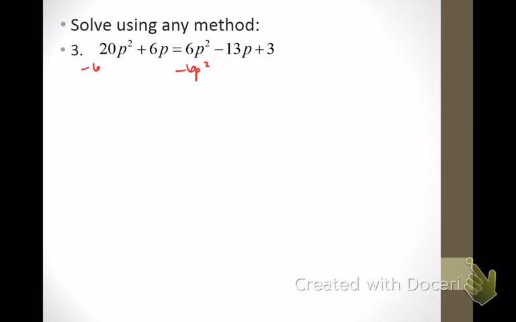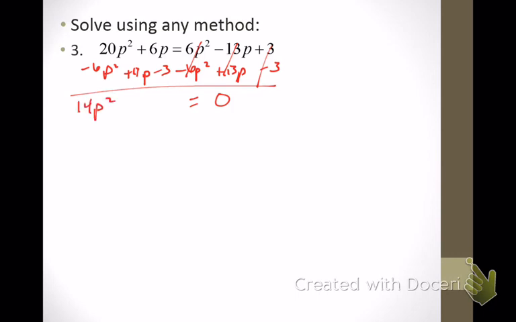So I'm going to move everything from the right-hand side over to the left-hand side. And I move them by doing the opposites, right? Because we're adding out to 0. So the right-hand side is going to be 0, which is what I want. 20p squared minus 6p squared is 14p squared. 13 plus 6 is 19p minus 3. Okay, we've got a middle term, we've got a b term. So we cannot do the square root method. We have to try to factor.